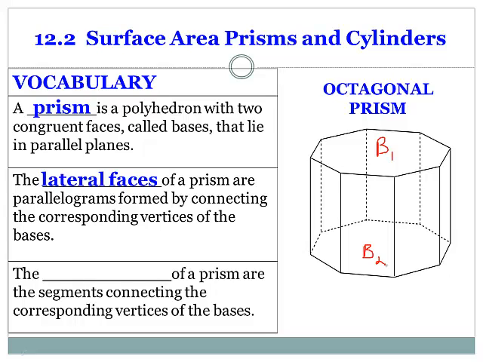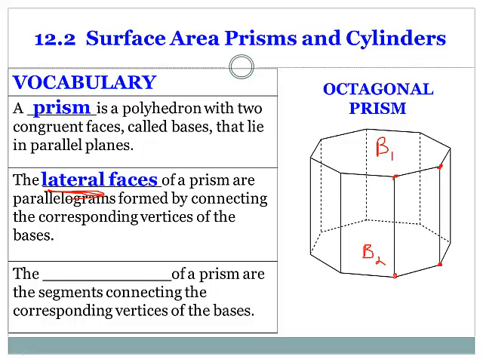And then it says that the lateral faces of a prism are parallelograms formed by connecting the corresponding vertices of the bases. When they're talking about lateral, you need to think of up and down. So when it says lateral faces here, think up and down. We're looking over here at our figure. We have vertices between our bases. So we have a vertex here, and a vertex here, and another here and here.